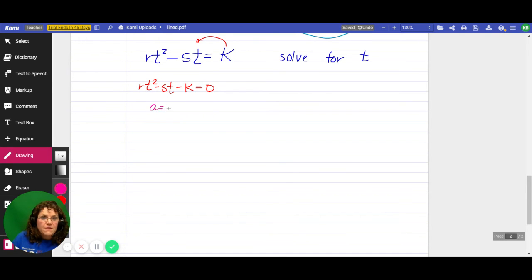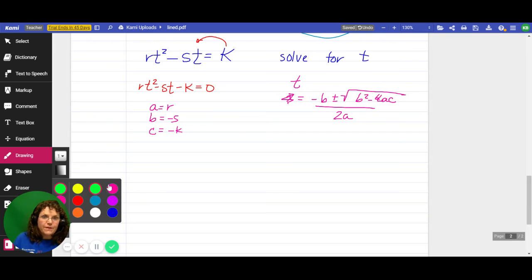So my a value is r, my b value is negative s, my c value is negative k. So I'm plugging into the quadratic formula. Remember, the quadratic formula is x is equal to negative b plus or minus the square root of b squared minus 4ac all over 2a. In this case, this x is actually a t. So t is equal to negative b plus or minus the square root of b squared minus 4ac all over 2a. Now I'm just going to plug these into that and simplify if I can.